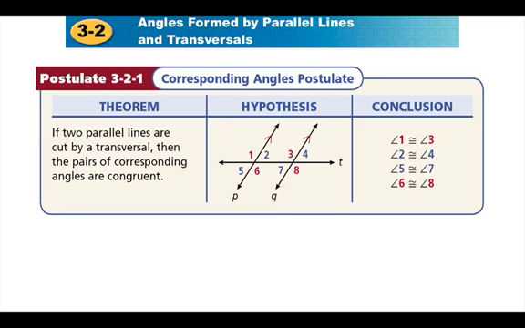The first postulate that you're going to see is postulate 3.2.1, and this is called the corresponding angles postulate. Very useful postulate. You're going to continue to use this throughout the book. Basically it says if two lines are cut by a transversal, then their pairs of corresponding angles are congruent. So if you look at this picture here, all the corresponding angles are congruent. This is basically what this postulate states. Moving on to the next.